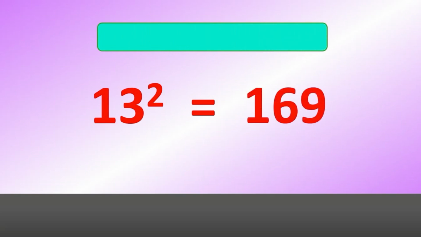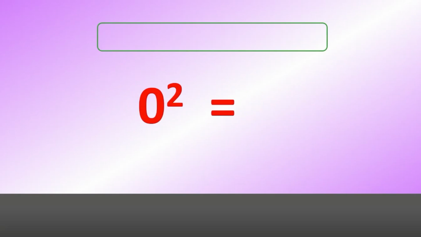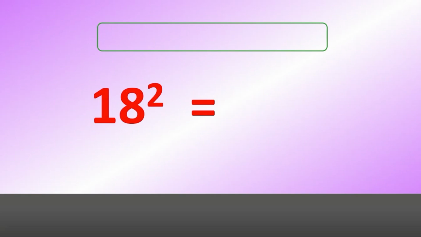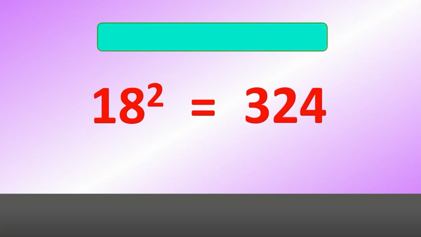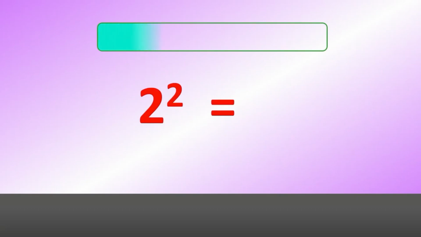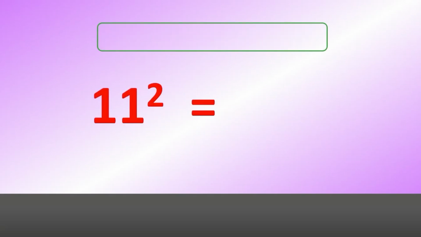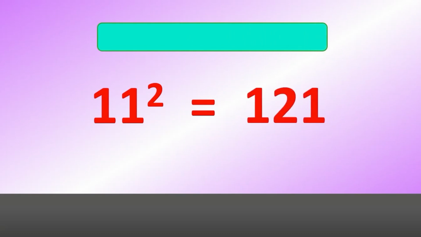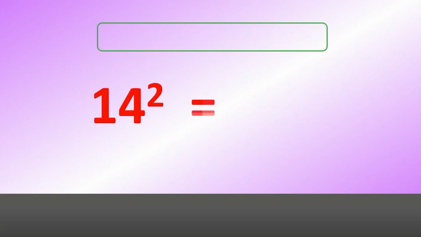0 squared is 0. 18 squared is 324. 2 squared is 4. 11 squared is 121.